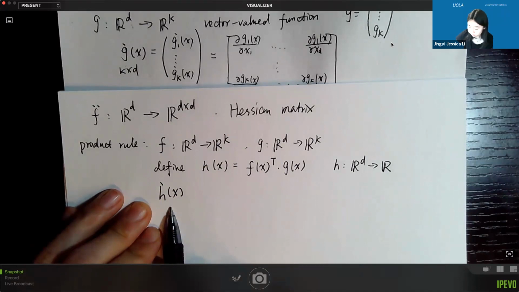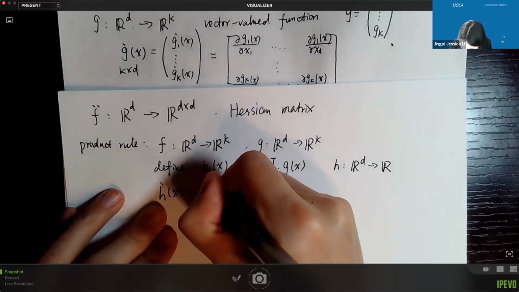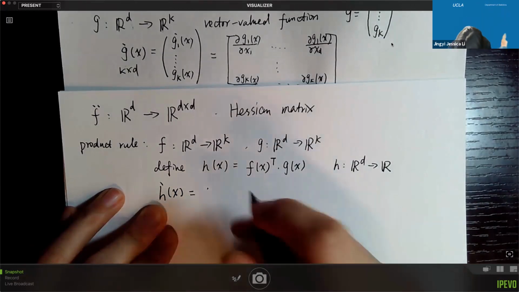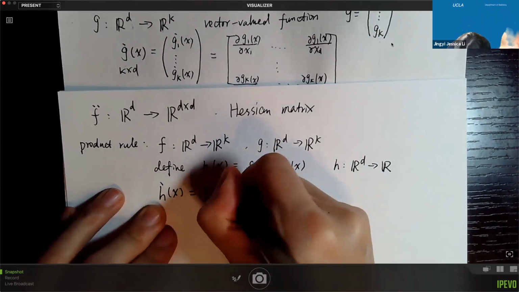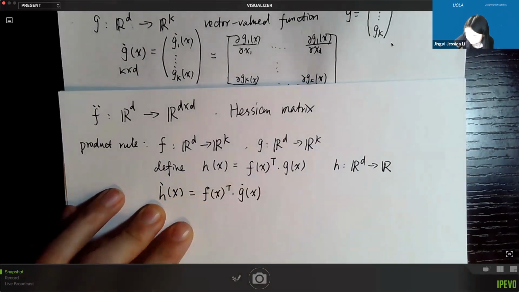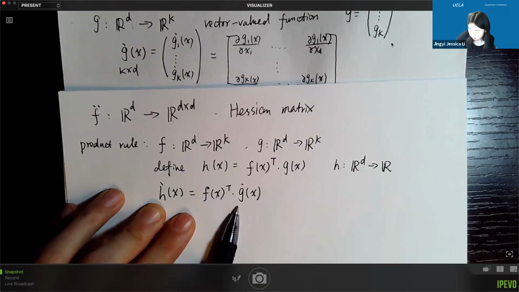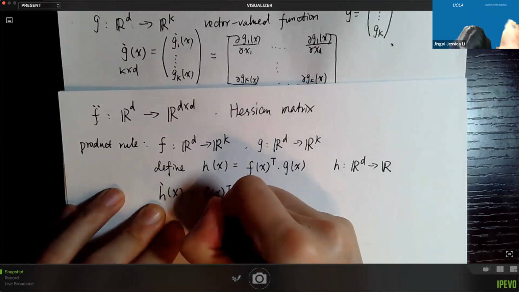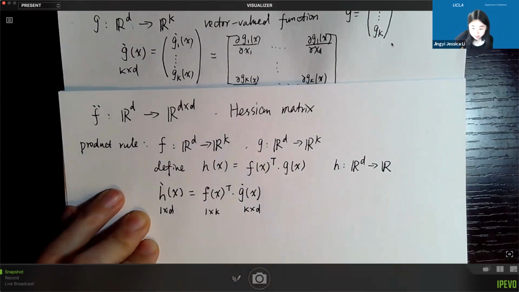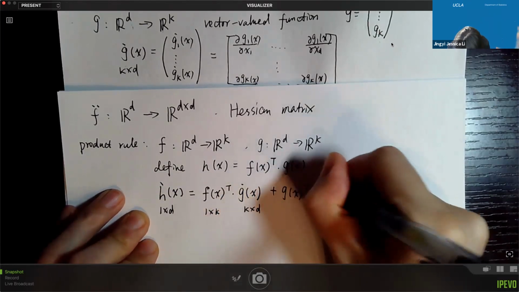So then you see what we will have. By our definition, we can write it as f(x) transpose g'(x). Okay, so by the dimensions, it's consistent. This is 1 by K, and this is K by D, because this is 1 by D. And the second term is g(x) transpose f'(x).